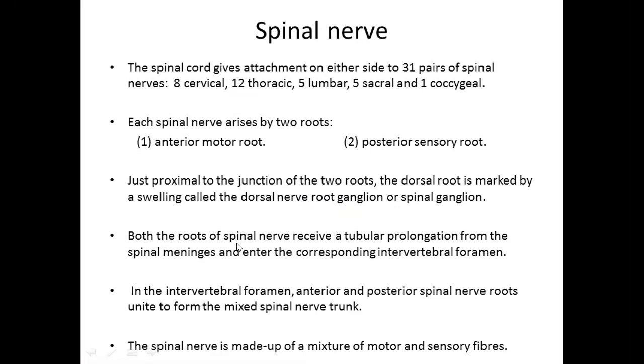Both roots of the spinal nerve receive a tubular prolongation from the spinal meninges and enter the corresponding intervertebral foramen. In the intervertebral foramen, the anterior and posterior nerve roots unite to form the mixed nerve trunk, or spinal nerve. The spinal nerve is made up of a mixture of motor and sensory fibers, so it is a mixed nerve.